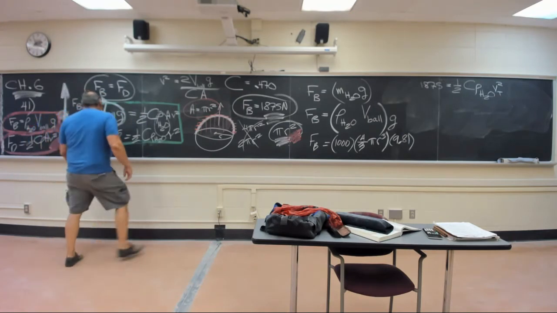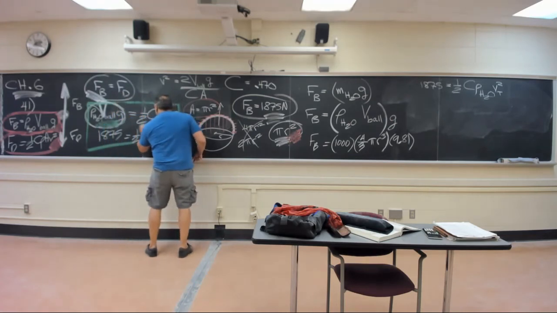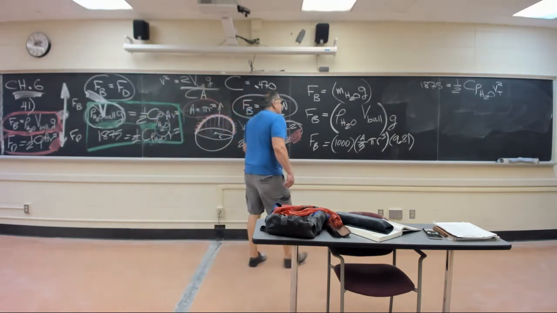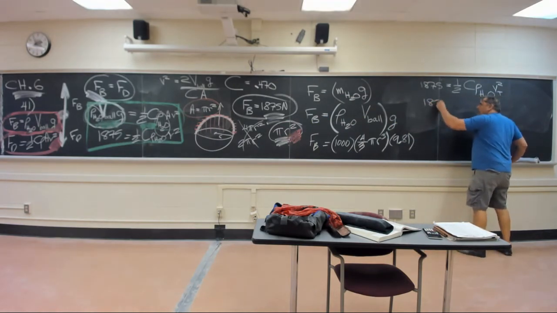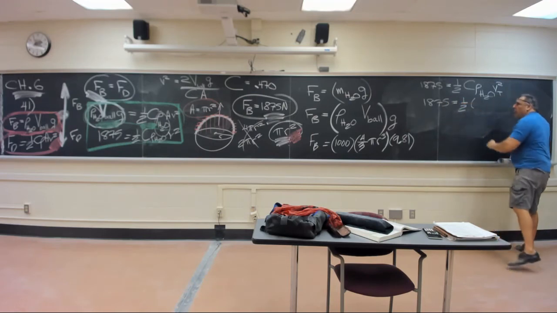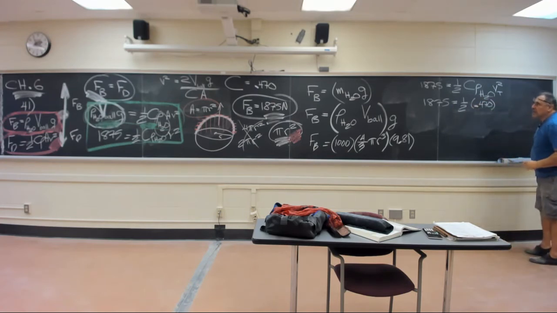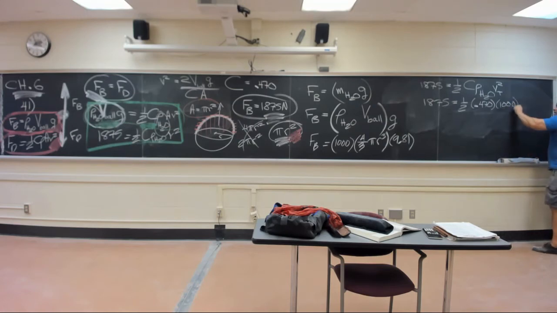So what does that mean? Well, here's the buoyant force, and here is the drag force. It's exactly what it means. So if that's the case, what do we got? We got 1/2. C is 0.470. Rho is 1,000. The terminal velocity squared is this.